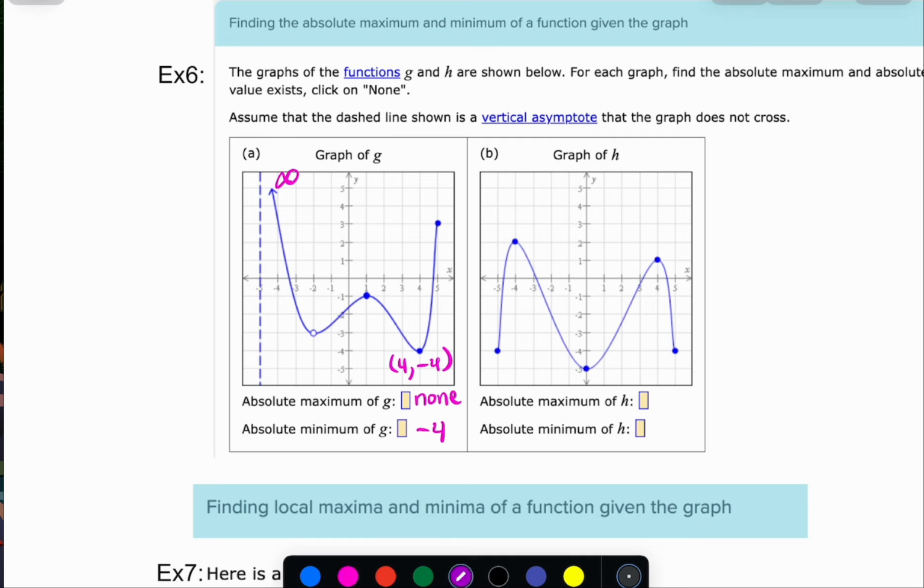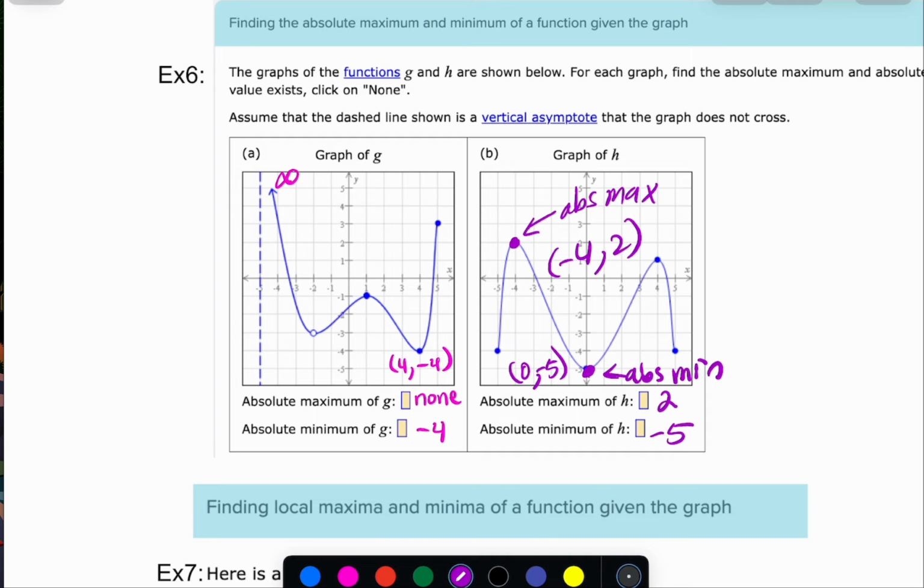Now let's look at this one. The absolute maximum, the highest point of this graph is this point right here. That is the point -4, 2. So the maximum height we're ever going to hit is 2. This is an absolute low point of the graph. No point is lower than it. So that is our absolute minimum. And that happens when x is 0 and y is -5. So the absolute minimum is the y value, -5.